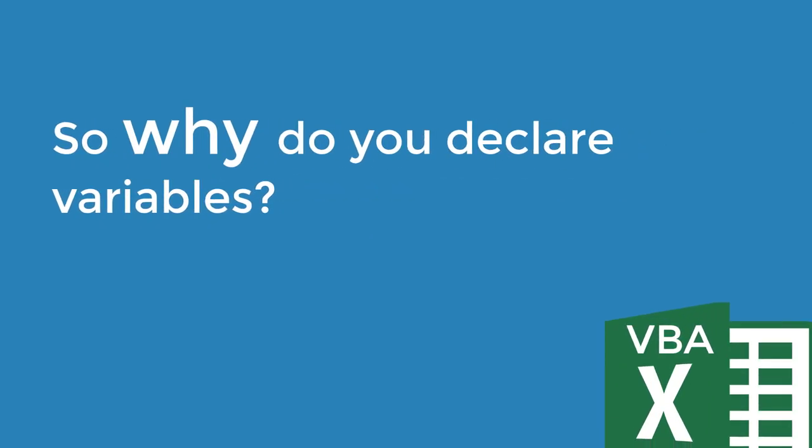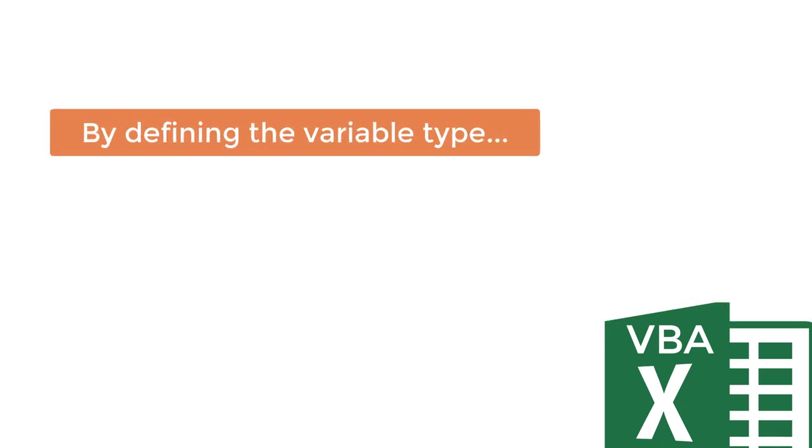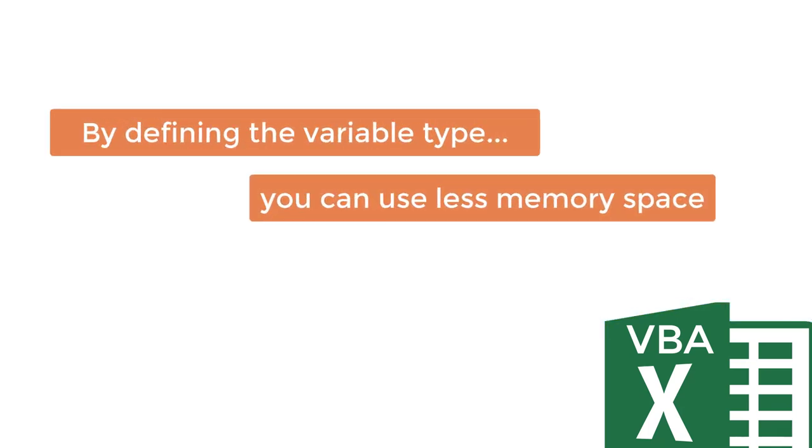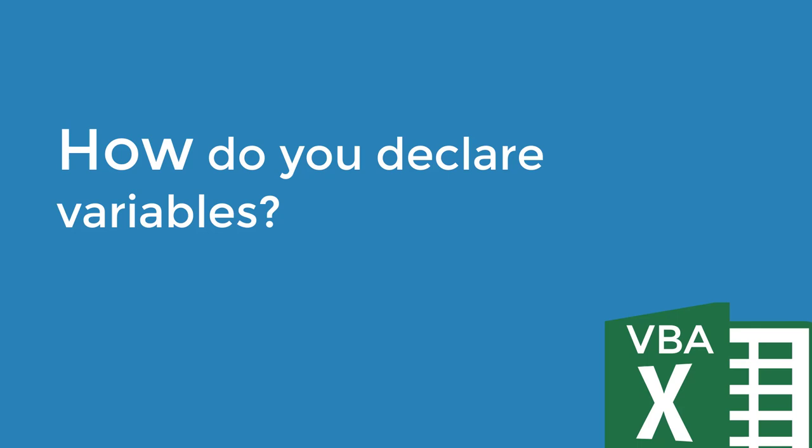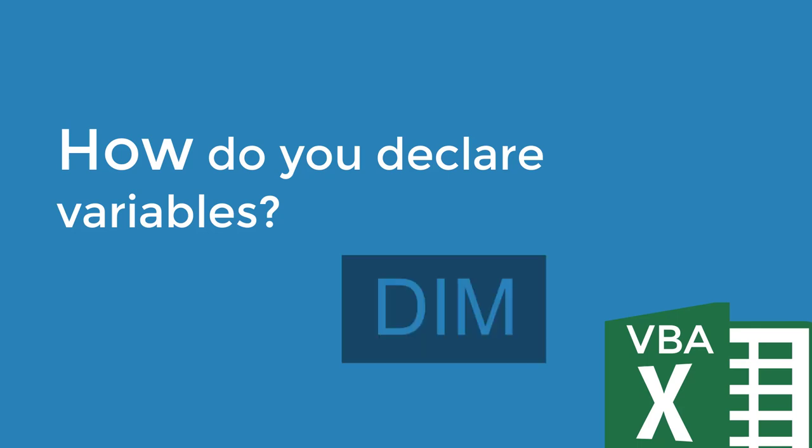Declaring variables basically means that you give VBA a heads up that it needs to free up some memory space for your variables, which will, in most cases, be less than the default. We use the dim keyword before the variable.